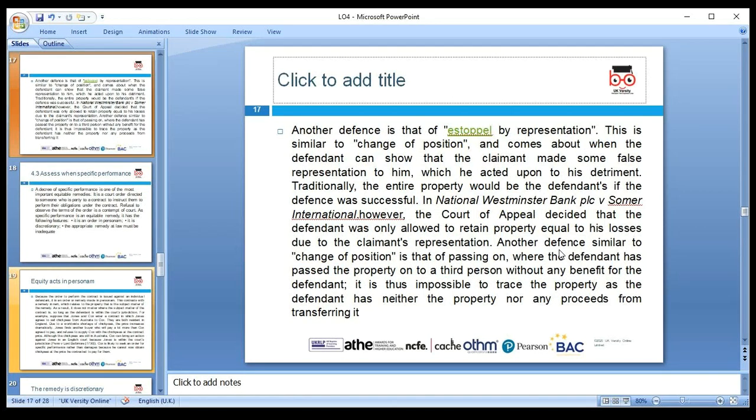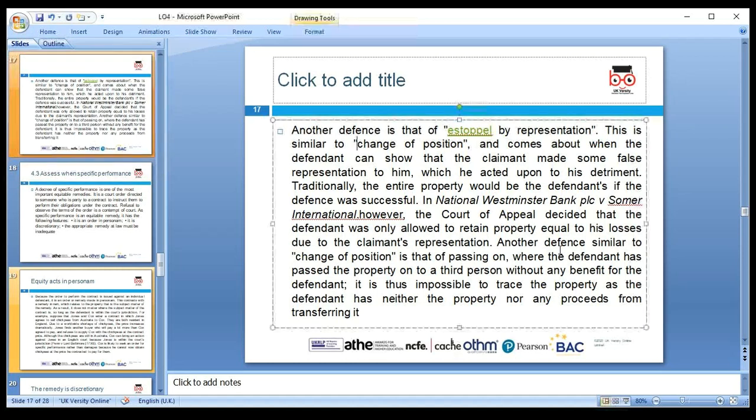Okay, so next, another defense is estoppel by representation. This is similar to change of position and comes about when the defendant can show the claimant made some false representation. In National Westminster Bank PLC versus this company, the Court of Appeal decided the defendant is only allowed to retain property equal to his losses due to the false representation.